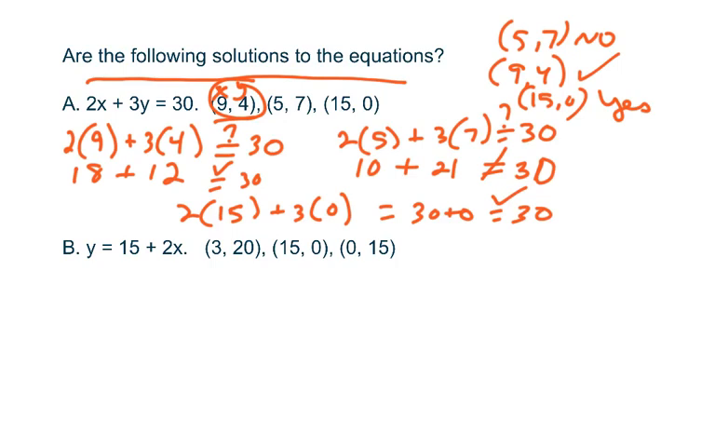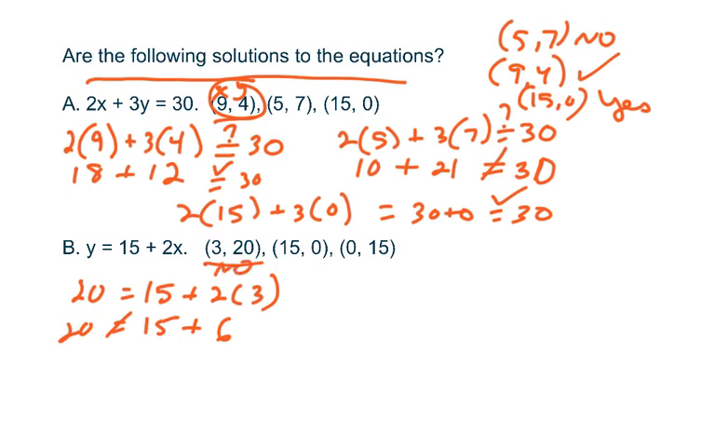Now let's come down to B. Here the y is first, so let's try 3 comma 20. So 20 equals 15 plus 2 times 3. 2 times 3 is 6. 6 plus 15 is not equal to 20. 21 is not equal to 20, so this one is no.